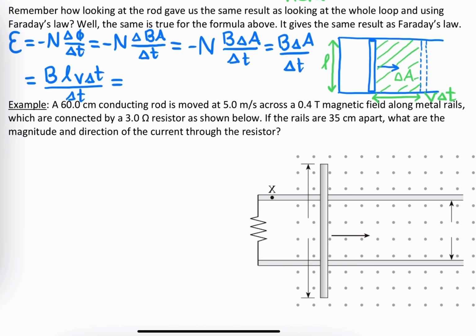And then I see that I have a couple of delta T's here. One that I just added on the top that's used to calculate my delta A, and one on the bottom that's from the original Faraday's law. Those guys are going to cancel out. And I get B, L, and V.